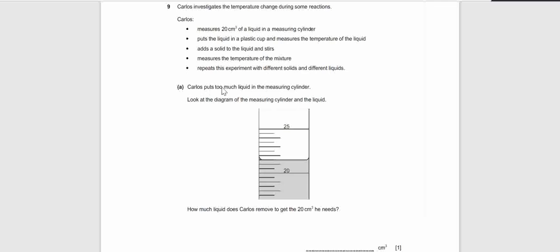Question A. Carlos put too much liquid in the measuring cylinder. Look at the diagram of the measuring cylinder and liquid here. So, how much liquid does Carlos remove to get the 20 cubic centimeters he needs? Write the answer in the space here. 10 seconds.